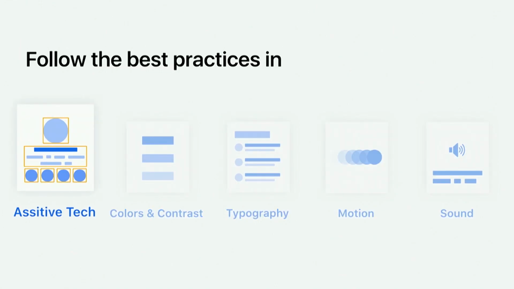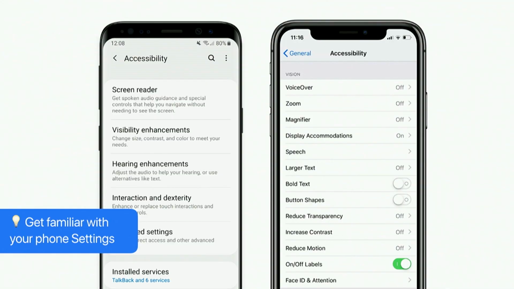So talking about assistive technologies. Assistive technologies are software or hardware devices that are supporting people with different abilities to access your products. So the first best practice to start with is to check out and get familiar with the accessibility settings in your own devices, web or native. And here you will find a variety of different enhancements, like visibility, hearing, and interaction enhancements, that your users will change at the system level.